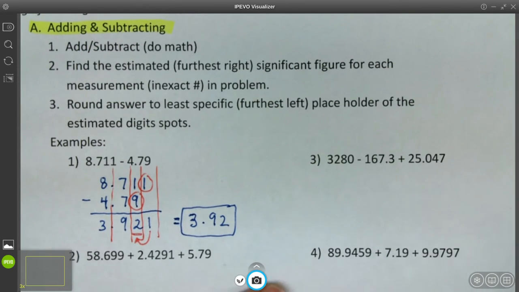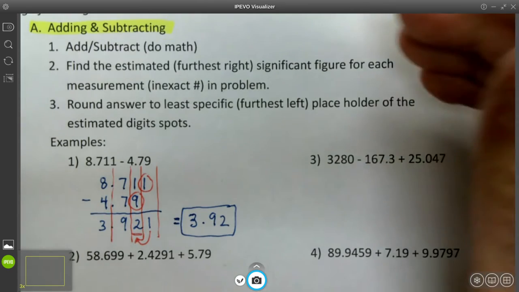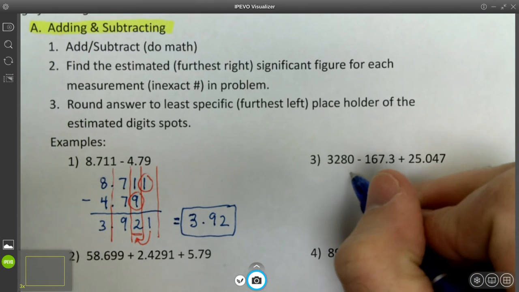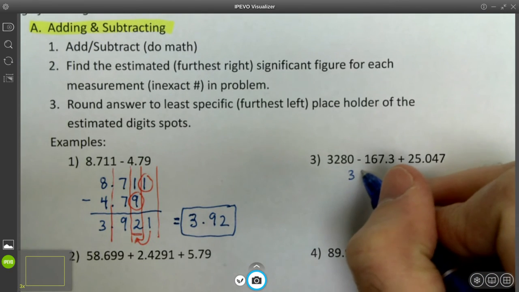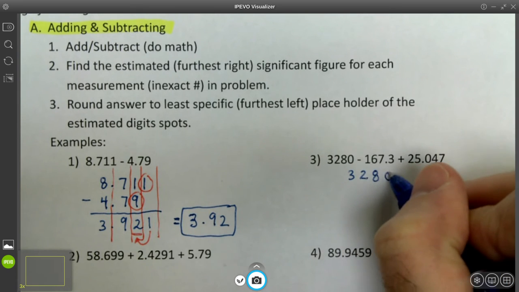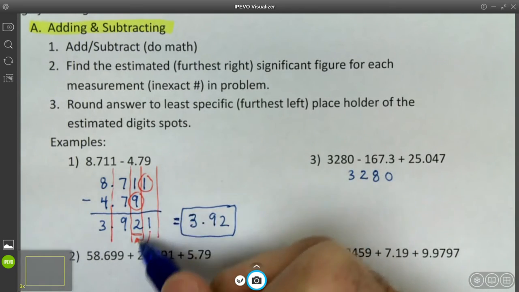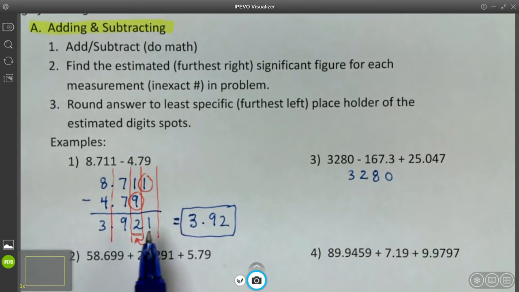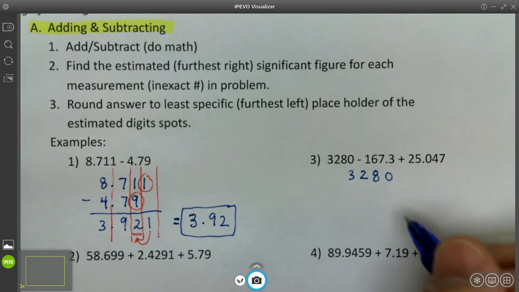Okay, so I'm going to do the math. I'm going to line this up vertically. So 3, 2. And the reason I was lining it up vertically is so I could tell what decimal spots to compare.